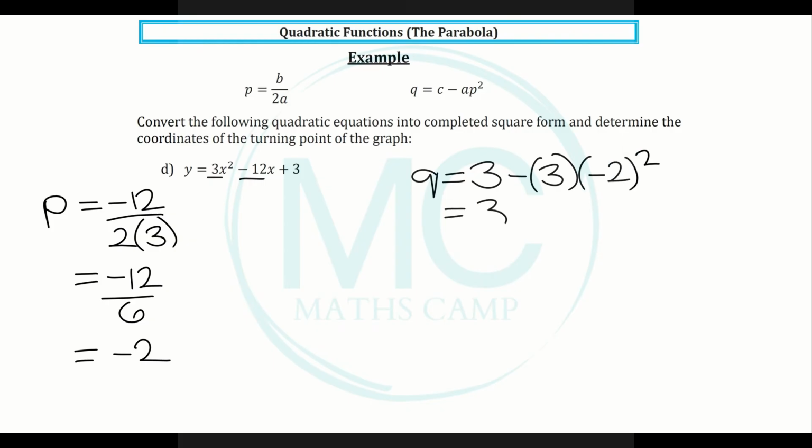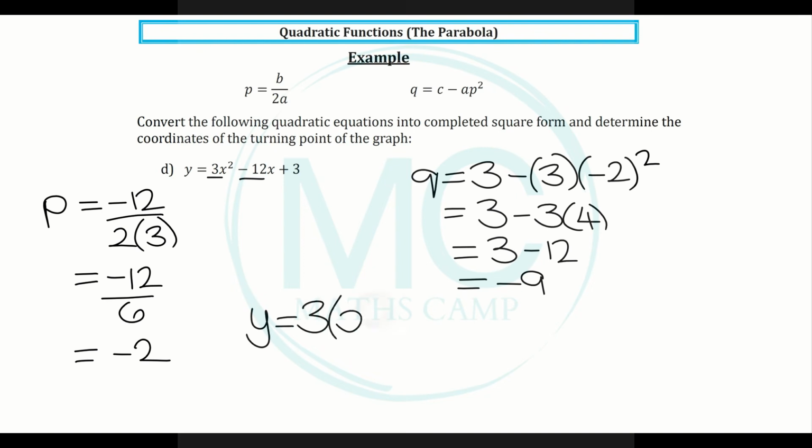And I get 3 minus 3 multiplied by 4, which is 3 minus 12, which gives me a q value of negative 9. So in completed square form, I have y is equal to a, 3, open a bracket, x plus p, p is negative 2, minus 2 squared, plus q is minus 9. For the turning point, the x-coordinate is negative p, p is negative 2, so this becomes positive 2. The y-coordinate is q, negative 9.